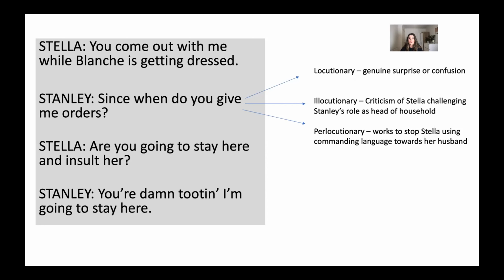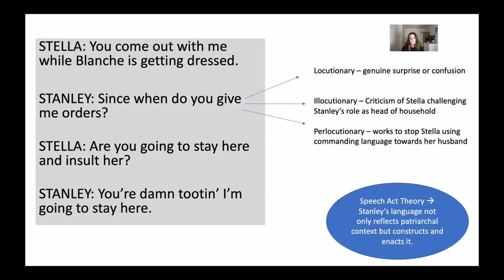So what is the consequence of this, and what is its intention as an action? So as an action, it works to stop Stella using commanding language towards her husband. And we can see actually that that does work, that she then responds with, "Are you going to stay here and insult her?" So while she's not backing down from the confrontation completely, she's stopped ordering her husband around, and she's stopped telling him what to do at that point. So it has actually had that perlocutionary effect.